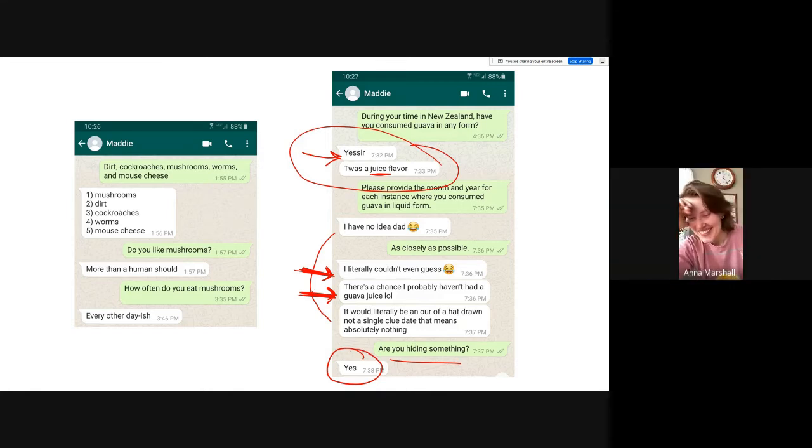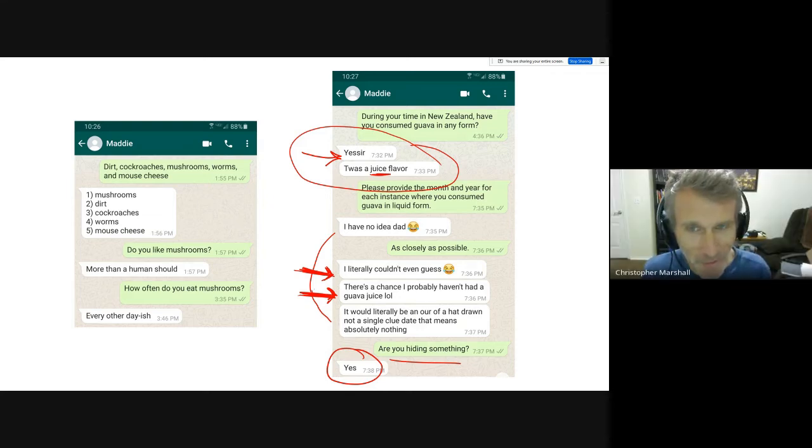So it is clear that myrtle rust did not originate in Australia and blow to New Zealand. It originated in New Zealand and blew to Australia. And we know how it originated in New Zealand. Maddie ate mushrooms, drank guava juice, and then went outside and coughed on a plant.